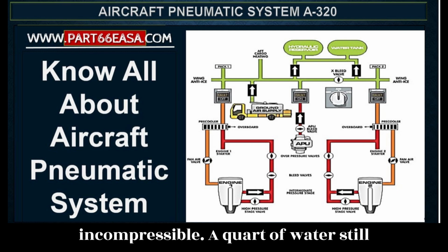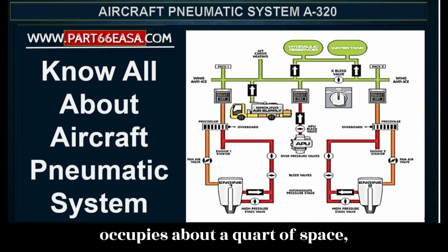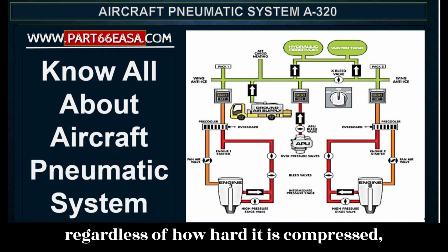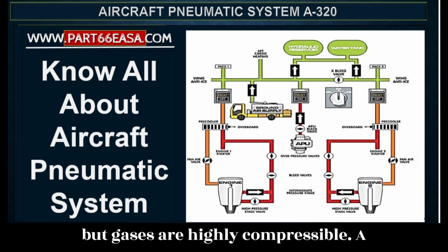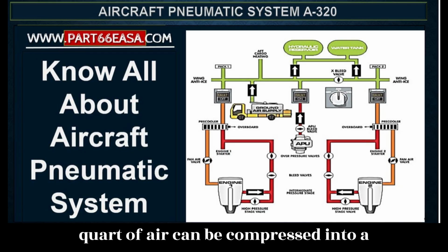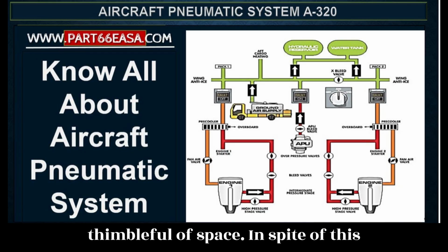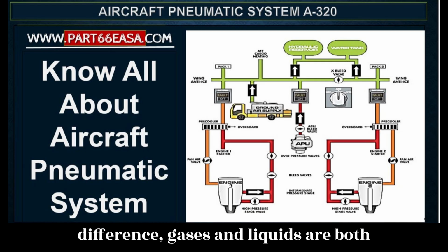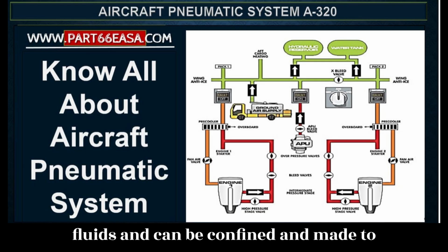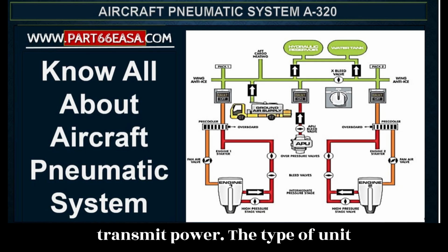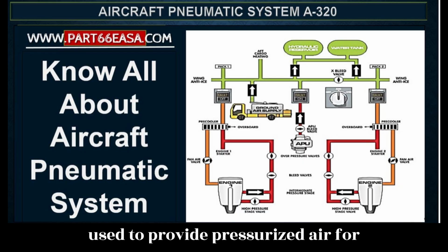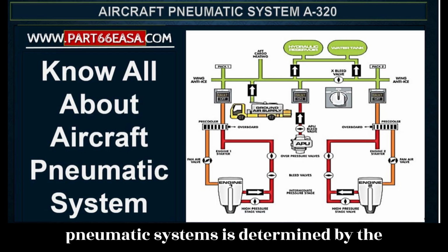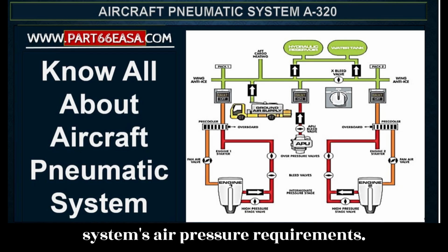Liquids are practically incompressible. A quart of water still occupies about a quart of space regardless of how hard it is compressed. But gases are highly compressible. A quart of air can be compressed into a thimbleful of space. In spite of this difference, gases and liquids are both fluids and can be confined and made to transmit power. The type of unit used to provide pressurized air for pneumatic systems is determined by the system's air pressure requirements.